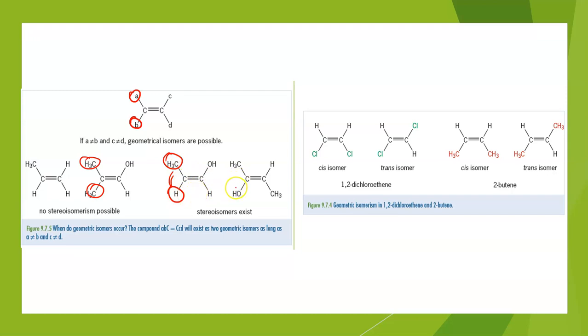And then we can have a situation where, in this case, the two methyl groups would be considered trans to each other. Okay, so we see this with 1,2-dichloroethene, there is both a cis and a trans, and then we have the cis isomer of 2-butene and the trans isomer of 2-butene, where our methyl groups are either on the same side or on the opposite sides of the double bond.